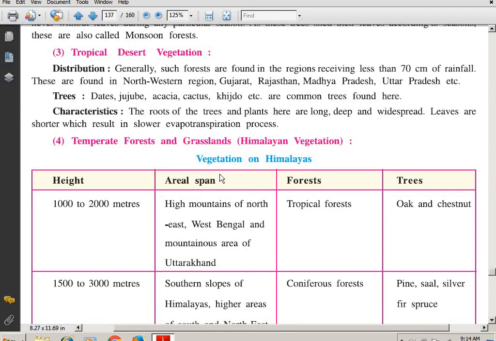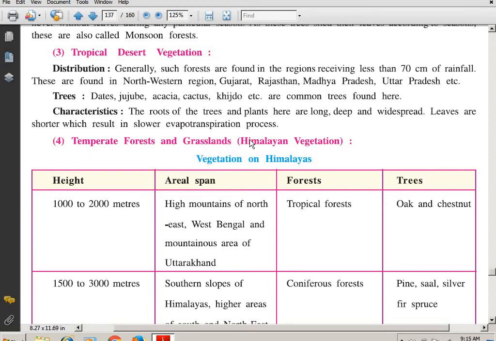Into which forest? Tropical desert forest. And where are the tropical desert forests grown? In the northwestern regions, Gujarat, Rajasthan, Madhya Pradesh, Uttar Pradesh. What are the characteristics? The roots of the trees and plants here are long, deep and widespread. Underline, long, deep and widespread. Leaves are shorter, which results in a slower evapotranspiration process.